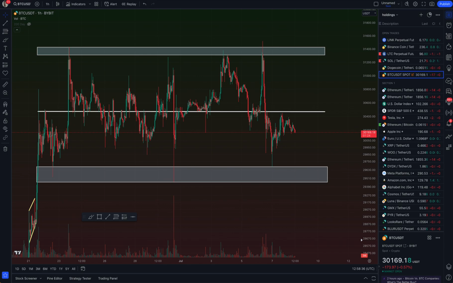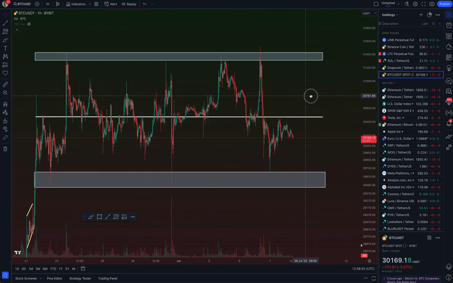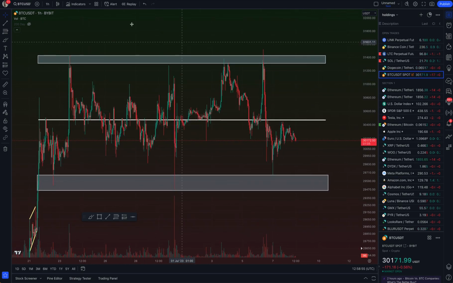I'm just going to be talking very quickly about BTC and the range that we're currently in. I'm going to keep it very simple and also give you a possible setup for longing the range low. So what we've seen here on BTC is basically this range.